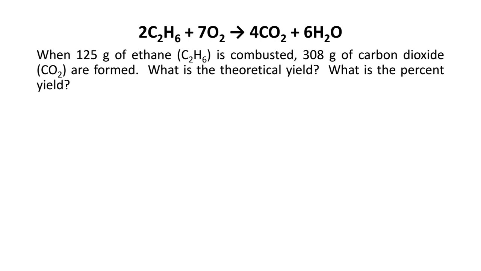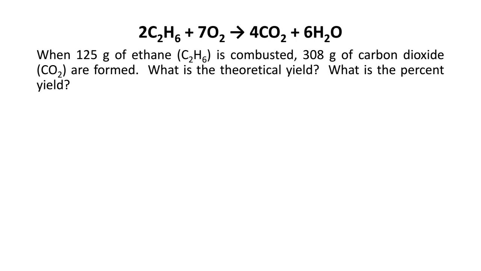Okay, so we've got an equation: 2C2H6 plus 7O2 yields 4CO2 plus 6H2O. And the question is, when 125 grams of ethane is combusted, 308 grams of carbon dioxide are formed. What is the theoretical yield and what is the percent yield?